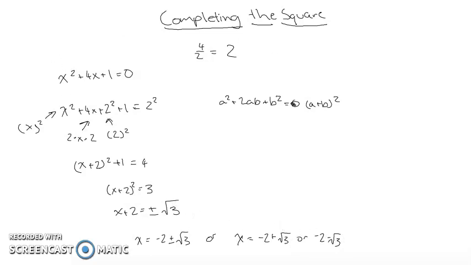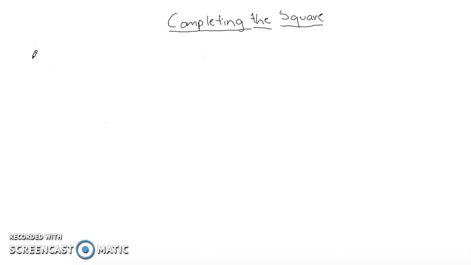Now I will show you an example that will use a quadratic in which x squared has a coefficient that is not 1. Now I have the equation 4x squared plus 24x plus 4 equals 0. So the first thing I will do is factor out the 4. So we get 4 times x squared plus 6x plus 1 equals 0.